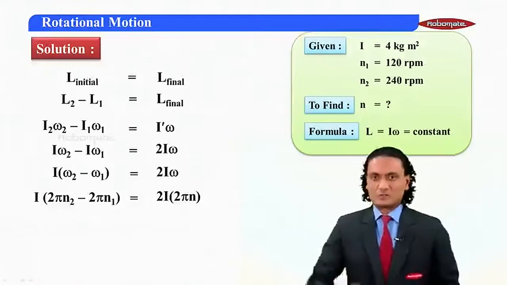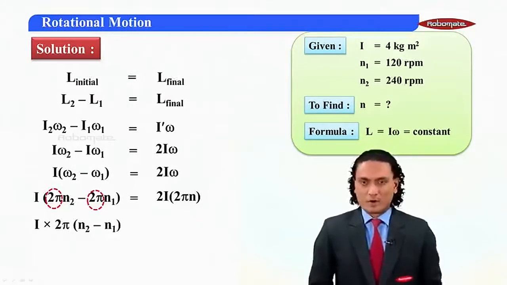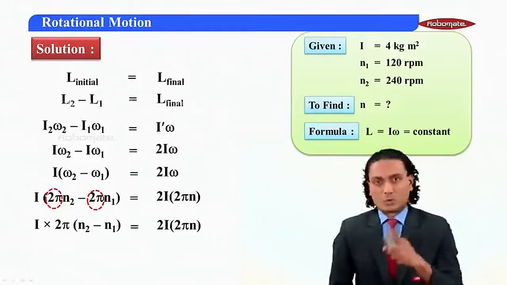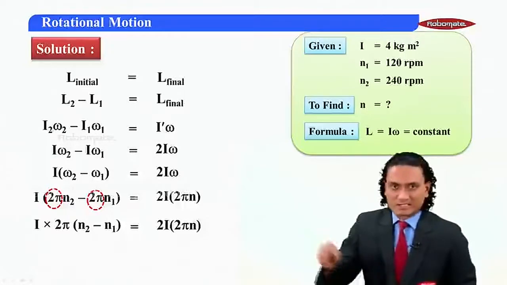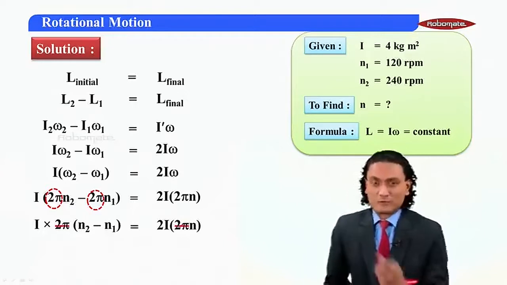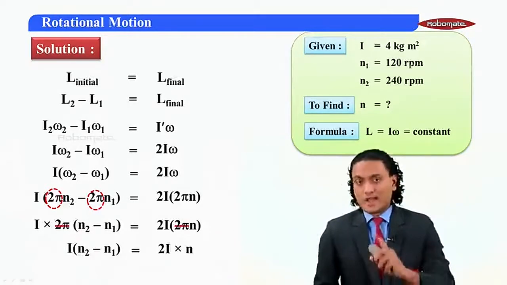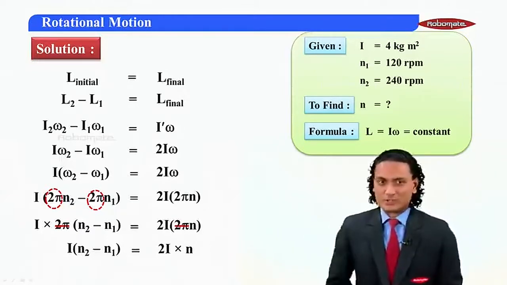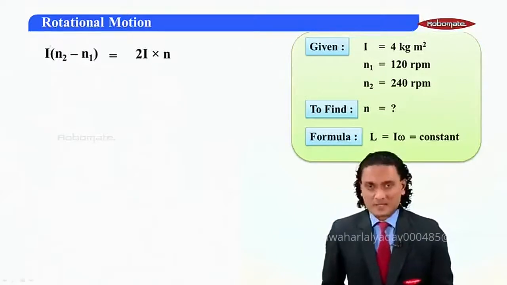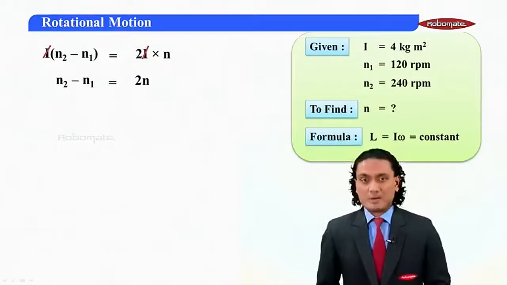Fine. Now students, next step. You see there, 2 pi is common, so let me pull out 2 pi common. You will get I into 2 pi into n2 minus n1 is equal to 2I into 2 pi n. Now students, we can cancel out one term. Which term? Yes, we can cancel out 2 pi. So if you cancel 2 pi, you will get I into n2 minus n1 is equal to 2I into n. Alright, now we are coming closer to the answer. Let me carry this forward, and I can cancel out which term? Yes, I can cancel out I. So if I cancel out I, I will get n2 minus n1 is 2n.